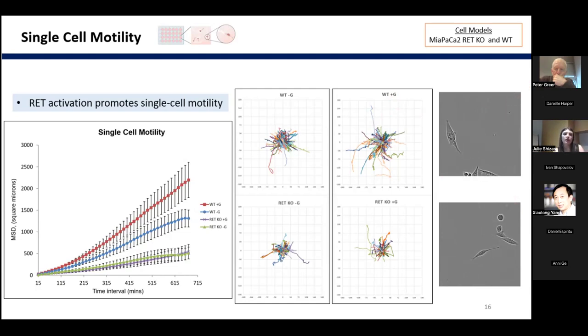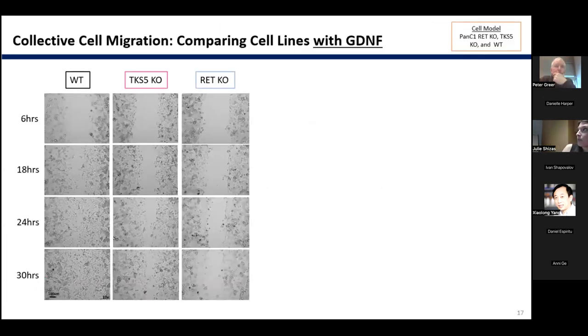So this is looking at single cell motility, but what about the ability for these cells to move together? Next we looked at collective cell migration using the PANC1 cells, and we looked at 3 different cell lines: the wild types, which endogenously express RET, the TKS5 knockouts, and then comparing to the RET knockouts over a 30-hour time frame.